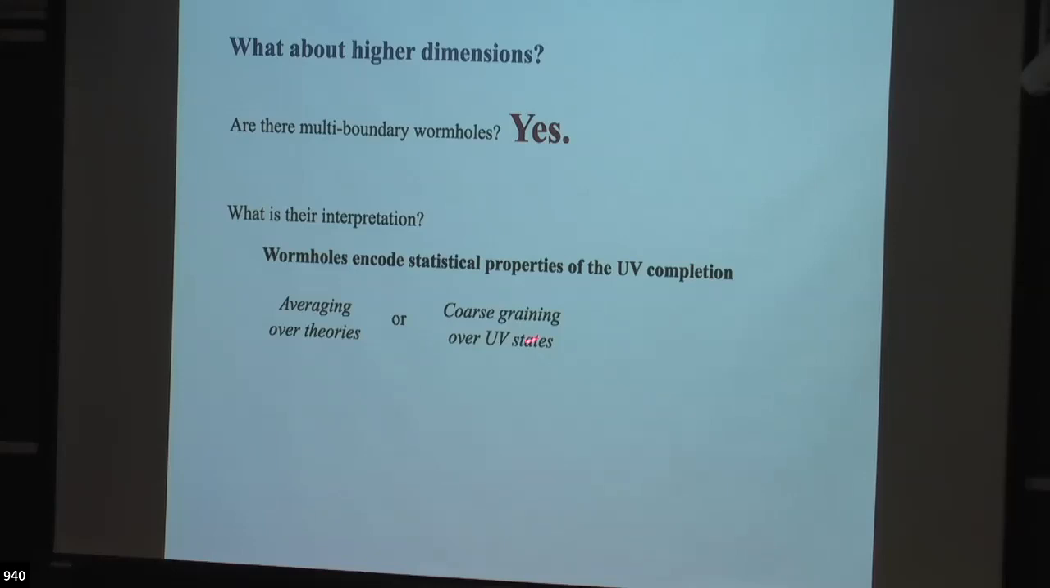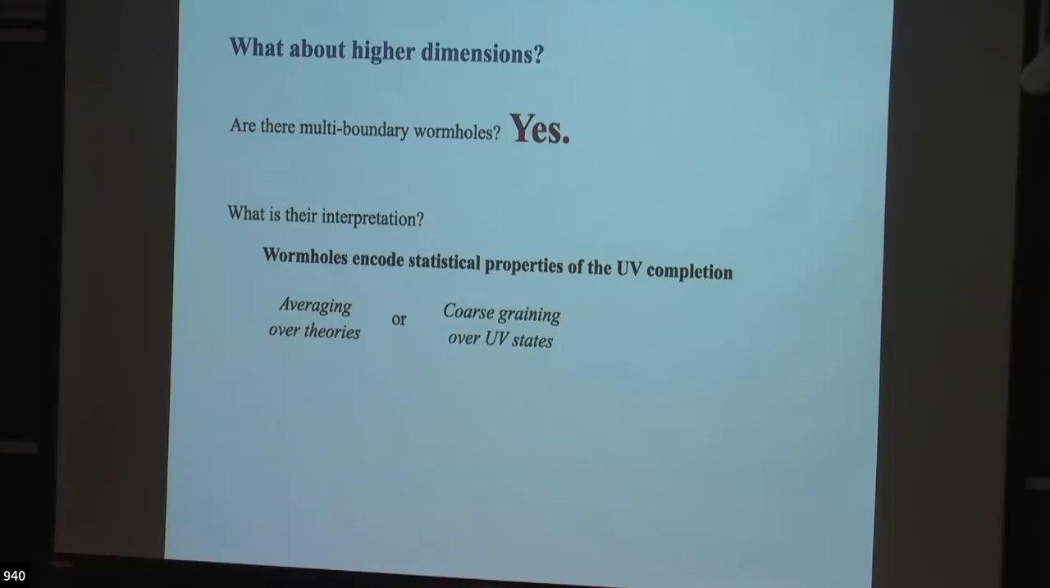But the important part of this is, what does it mean? What does it mean to encode these statistical properties? There are two proposals on the table that we're going to talk about. One is that the correlations that you see in a two-boundary observable, like this double partition function, are related to averaging over theories. This is the case in the JT random matrix duality. Random matrix theory is like an average over Hamiltonians.